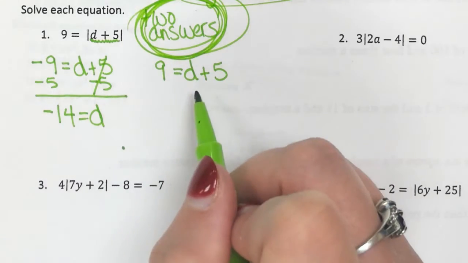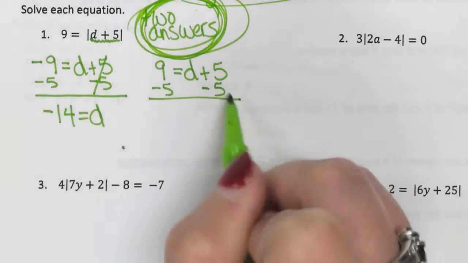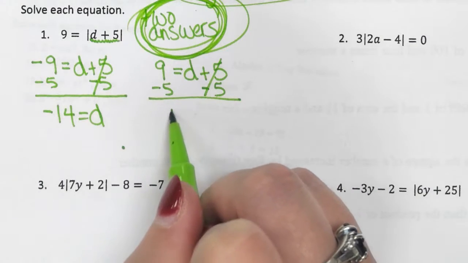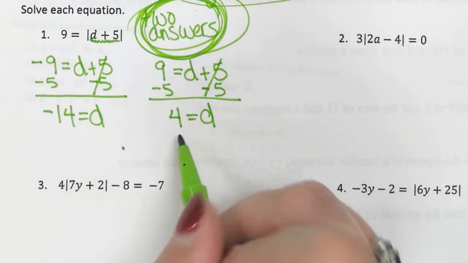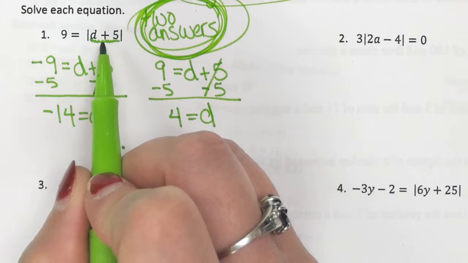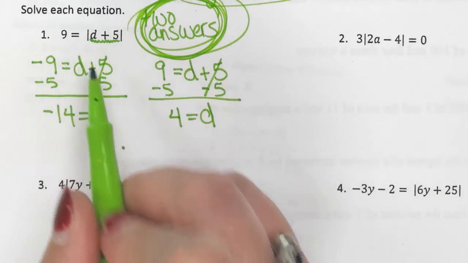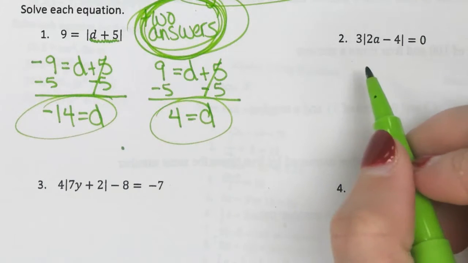All right, let's do this one. What do I do here? Yeah. 4. All right, let's plug it in. What's 4 plus 5? What's the absolute value of 9? Isn't that what it's supposed to be? All right, here we go. How many answers did I get? 2. All right, number 2. Here we go.